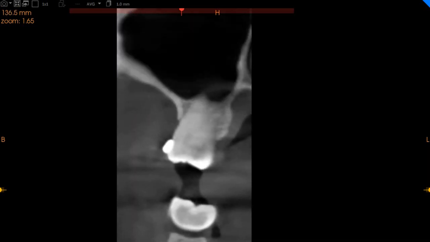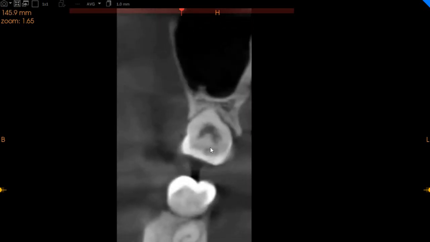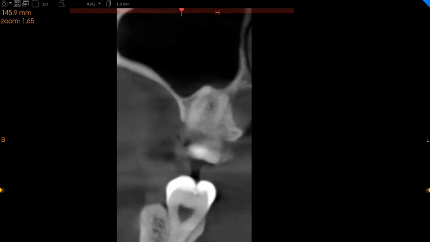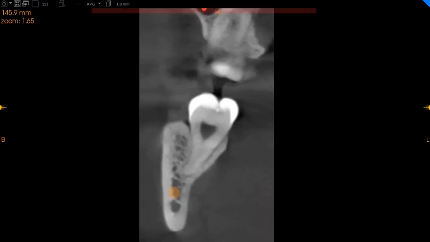This is the upper left molar, which has a button on it. This is the upper left second molar, which has a button on it, and this is the upper left third molar, which has a cavity. So that's also something to be kept in mind. This is the lower left 8, the lower left 7.